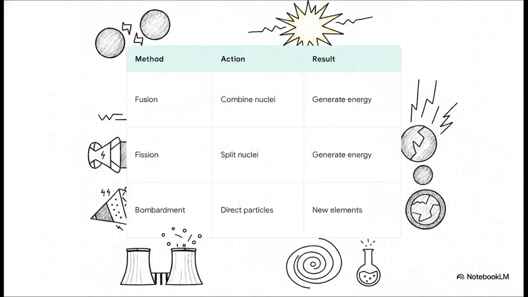Now, depending on the method you choose, the real-world applications are vastly different. Both fusion and fission are absolute powerhouse reactions used to generate massive amounts of energy, whereas particle bombardment is more of a precise tool. It's what scientists use to induce nuclear reactions and discover brand new elements. Let's look at each one just a bit closer.